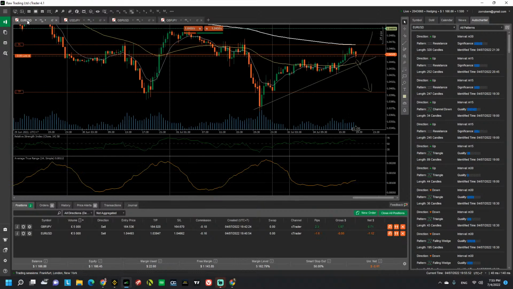Let's see the Euro USD. Yeah, it's not moving that much. The average true range is picking up here, but it's not really going up yet. So until it goes up, then there's a big chance that it will move down. But until then, I don't think it will move just yet.